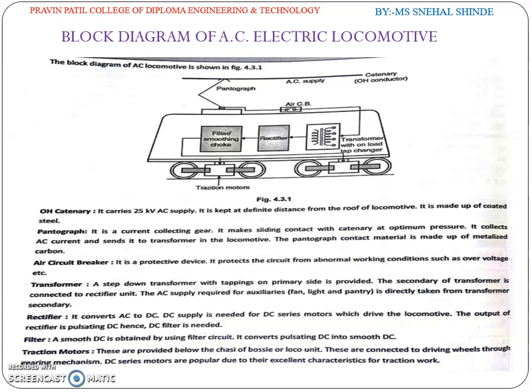Traction motors. These are provided below the chassis of a bogie or the loco unit. These are connected to drive the wheels through the gearing mechanism. DC series motors are popular due to their excellent characteristics for the traction work.